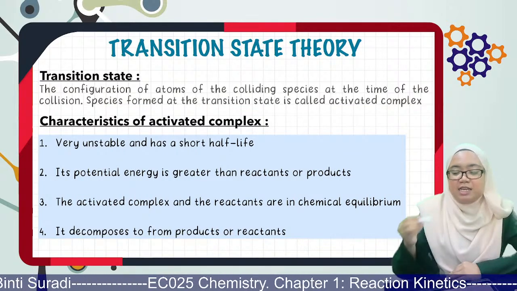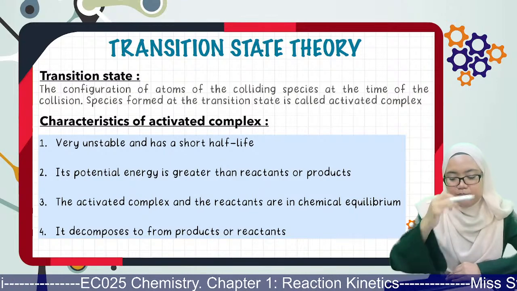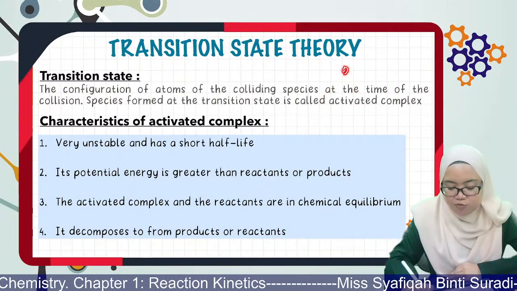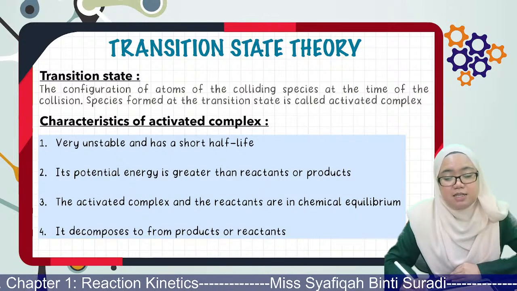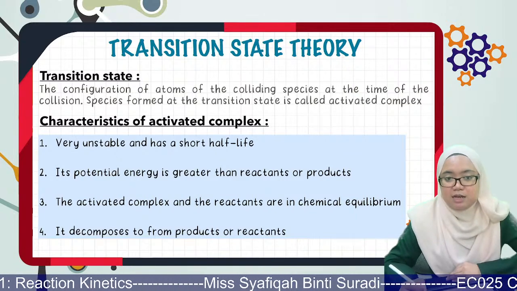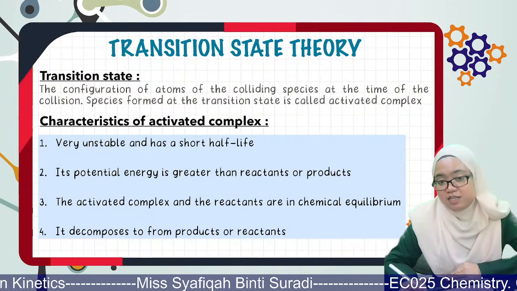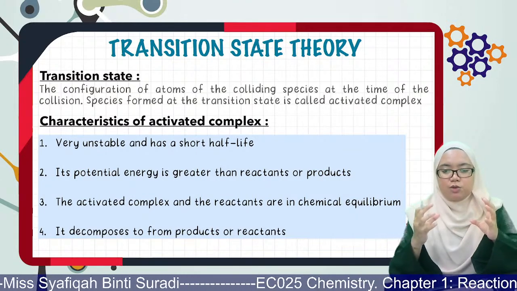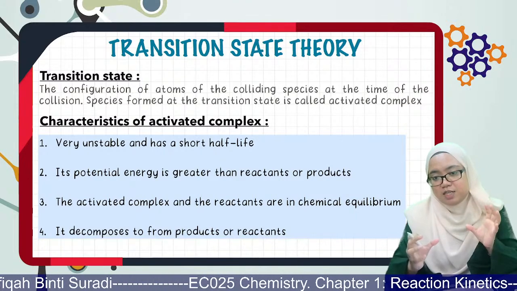Okay, maksudnya tadi kan kita dah ada satu energy profile diagram tadi tu kan, yang dekat EA atas puncak ni kan. So dekat puncak atas ni dia ada satu state kita panggil transition state. Jadi dekat situlah kita panggil partikel tu sebagai activated complex.